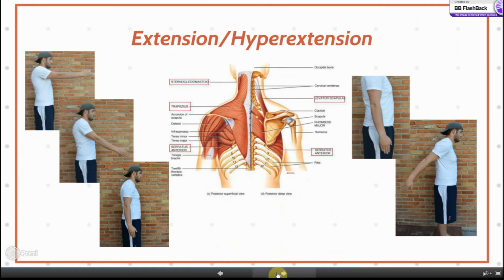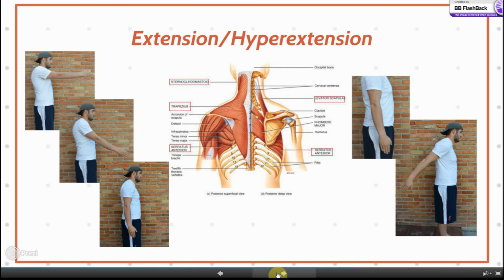Now that the arm is out in front of us, we will look at the muscles that help us bring our arm back to anatomical position. We will also look at those muscles that help move our arm past the point and into the state of hyperextension. For extension, we have the pectoralis major, the latissimus dorsi, the teres major, the posterior deltoid, and the long head of the triceps brachii, and those are the ones that do the shoulder extension.